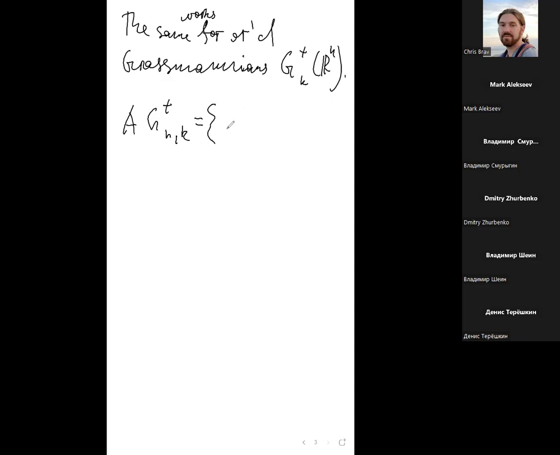Sorry. Before I put a plus here, let me explain what this means without the plus. Well, this means A, G, K stands for the space of affine k subspaces of Rn, where affine means they don't necessarily contain the origin.